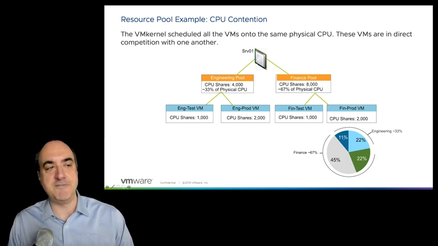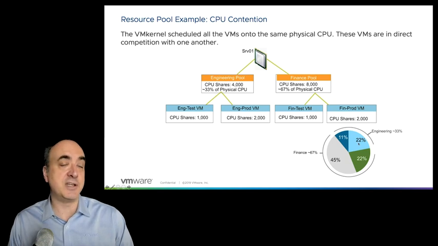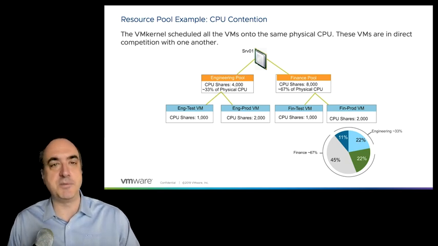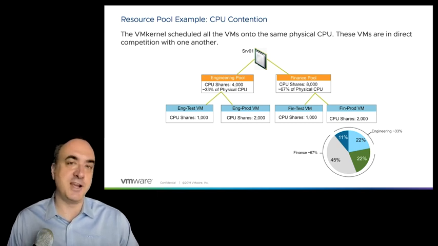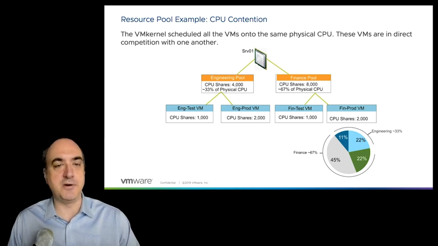And then within those pools, you have the engineering pool with its 33% and its VMs. We can see that the engineering test VM will be given 11%. Then the engineering prod VM would be granted 22%. This, of course, would only apply when all four VMs are trying to compete for CPU. This is how it's going to break down. There's 2-to-1 within engineering. There's 2-to-1 within finance. And then there's 2-to-1 across finance to engineering. So the poor old engineering test VM will only be able to get 11% when there's contention.